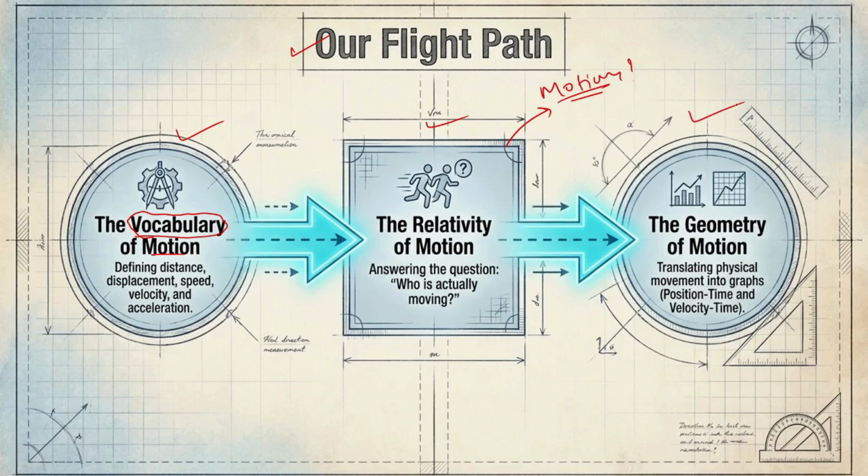And then the third one, the most important: if we have to transform physical motion into the graphical or mathematical world, we use graphs, the geometry of motion, translating physical movement into graphs. In that, we see the position versus time graph and the velocity versus time graph.